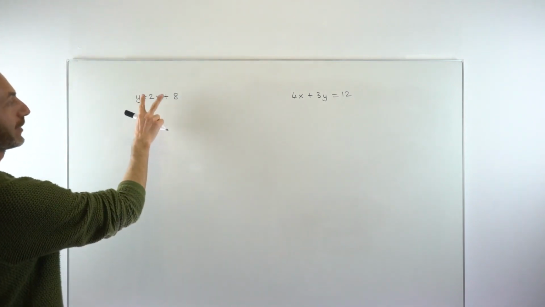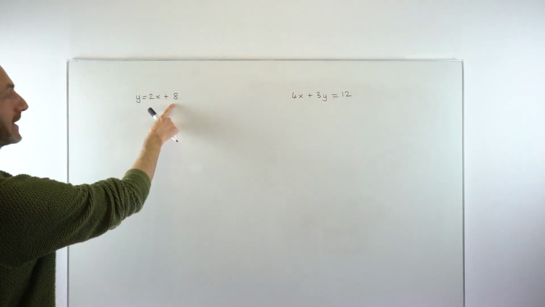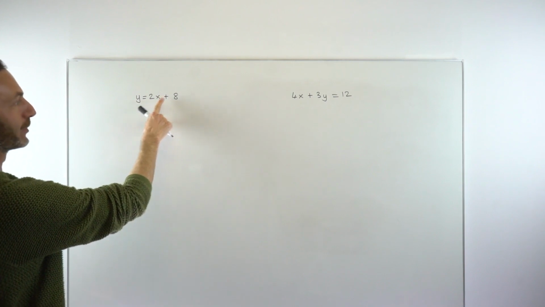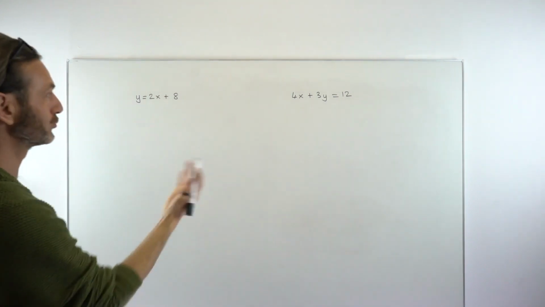So if the line is in the correct format, which this one is and this one's not, then you can just read off the gradient and the y-intercept, because that's the m value, that's the c value. They just are the gradient and the y-intercept. So you can just read them off. There's no work to do there.